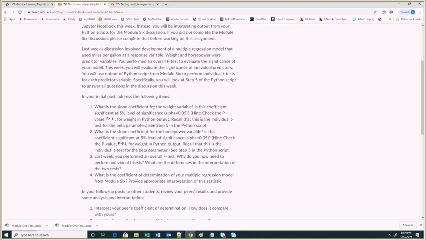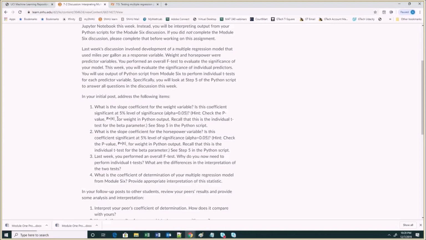In your initial post, these are the questions. What is the slope coefficient for the weight variable? Is this coefficient significant at 5% level of significance? There's a hint that says check the p-value for weight in the Python output. Recall that this is the individual t-test for the beta parameter. See step 5. In this question, the null hypothesis is that the slope coefficient, which is the beta estimate for weight, is equal to 0, and the alternative hypothesis is that it is not equal to 0.